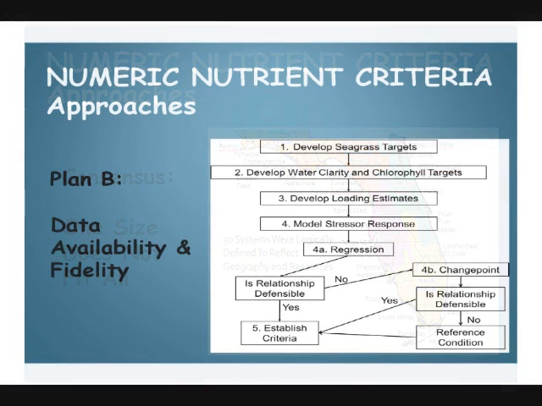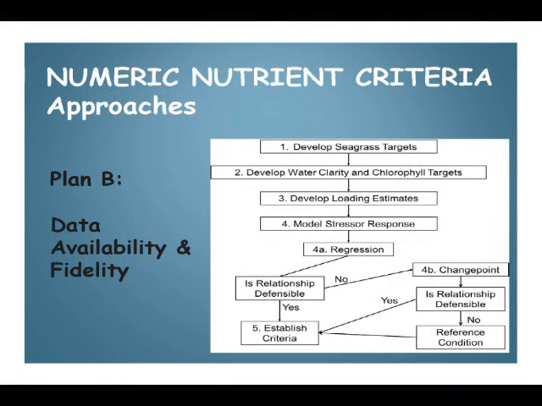I guess I got ahead of myself, but this shows a schematic or flow diagram of the approaches that are taken. First of all, we developed seagrass targets. Each of our estuary programs, as you heard, Charlotte Harbor has 14 segments, Sarasota Bay has 5 segments, and Tampa Bay has 5 or 6 or 7 as well. So we developed segment-specific seagrass targets.